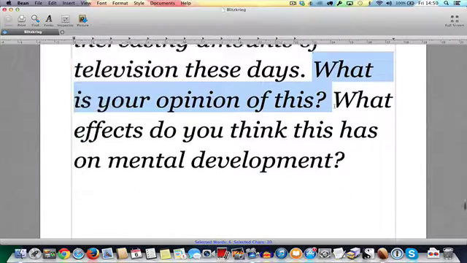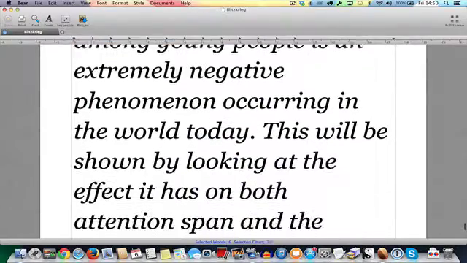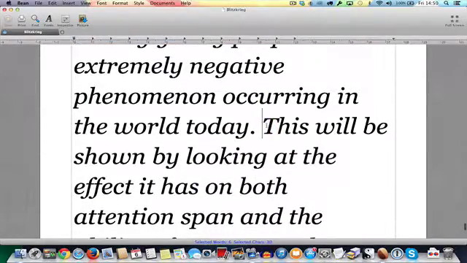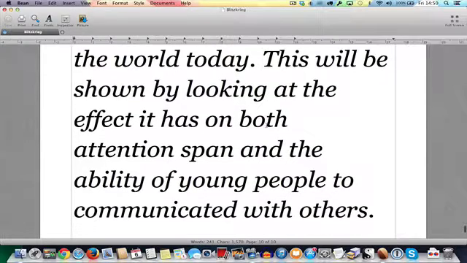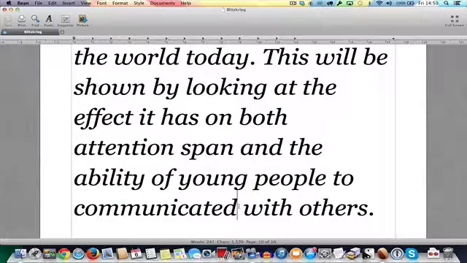Okay, and then the second sentence, which starts here, this will be shown by looking at the effect it has on both attention span and the ability of young people to communicate with others. So we're sharing two effects that we believe come about as a result of this, and we're going to look at these two effects in detail in the supporting paragraphs section of the essay.